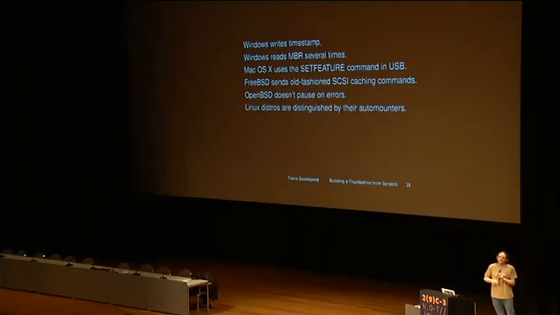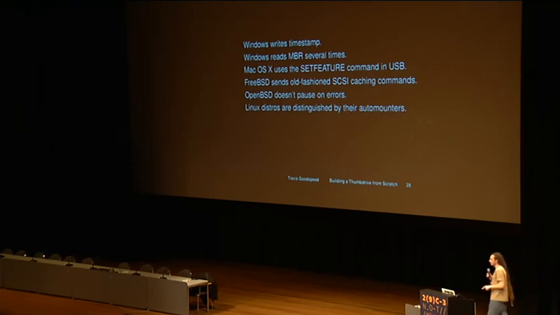OpenBSD can be identified because it doesn't stall on USB errors. It has a much faster timeout than the other operating systems. So if I have a bug in my enumeration code, Linux will wait 2 seconds before it finishes enumerating. OpenBSD finishes in a number of milliseconds because it doesn't delay on these bad commands. And that perfectly distinguishes the two.